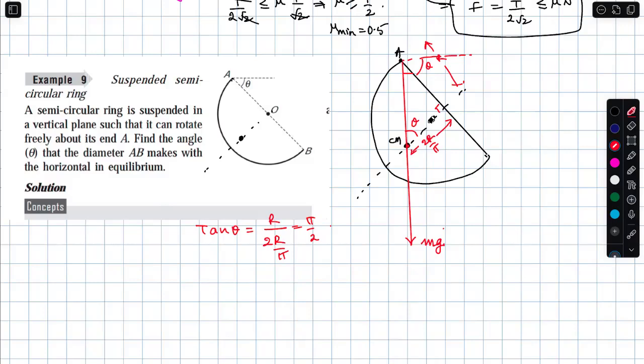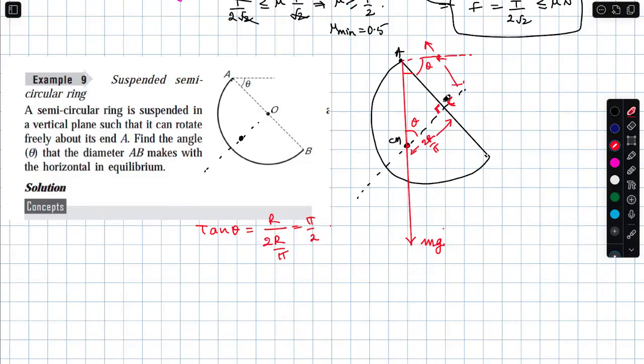Is it true? Any doubt? Just ask me. See, the center of mass and A should lie on the same vertical. That's important. Okay, and from this center, this is vertical, and this is some 2r/π, 90 degrees, theta. Any doubts? Take a look once, is it correct?